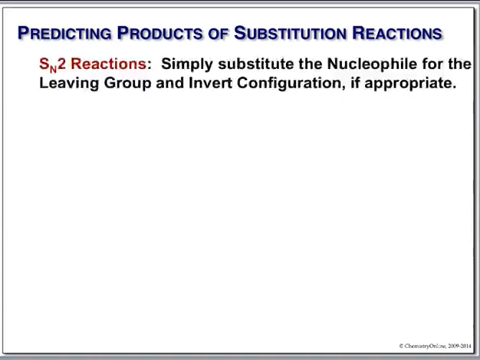All right, products for Sn1 and Sn2. If you are told you have an Sn2 reaction, all we do is let the leaving group leave, add the nucleophile to that spot, and if it's a chiral center, make sure you invert the configuration. So that's what you need to know for Sn2.